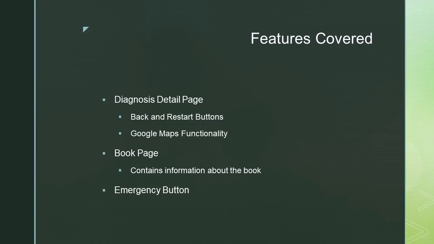This concludes our Sprint 3 and 4 demonstration. We have covered the following features: diagnosis detail page, the back and restart buttons for the diagnosis detail page, the Google Maps functionality within the diagnosis detail page, the book page, and an emergency button, which is on the home page.